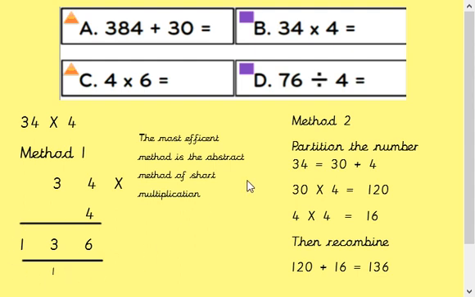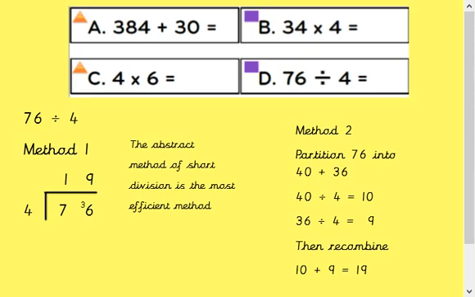Method 2, slightly different. We're looking at partitioning the number. So if I take the initial number 34 and I partition it, I will end up with 30 and 4. You can see underneath, I'm then ready to multiply. So 30 times 4 equals 120, and 4 times 4 is 16. 120 plus 16 would give me 136. We can check that against the other answer, and we can see there we know that we're going to be correct.